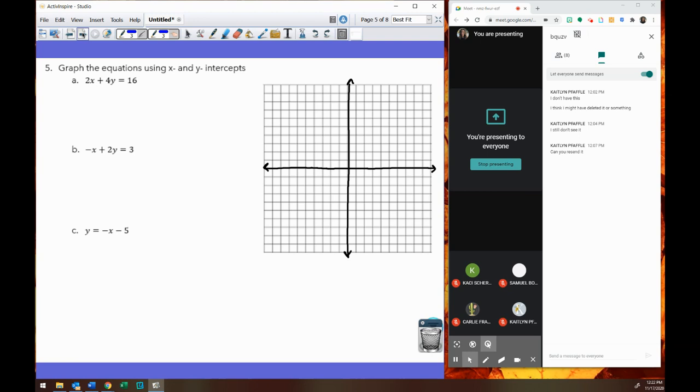So now if we look at question 5, we have a lot easier numbers. We're going to graph each equation on the same grid. So we're going to make little codes. We're going to do A in a straight line. We'll do a dotted line for B. And then, I don't know, like a pointed line with points for C. Unless you have different colors you can use. But you just want to be able to see the difference because we're graphing them all on the same graph. We're using x and y intercepts.